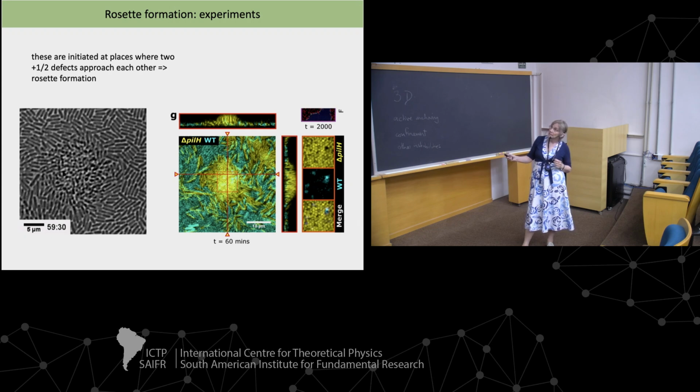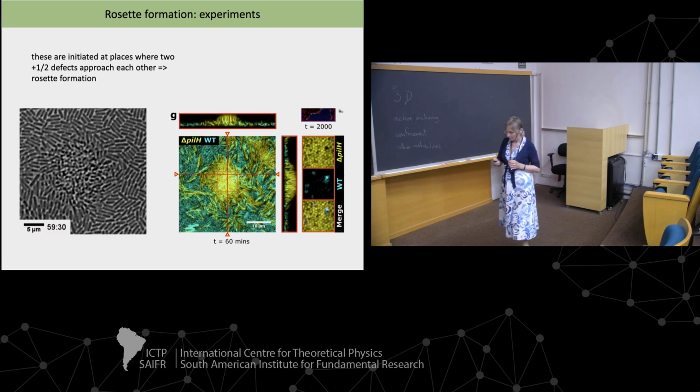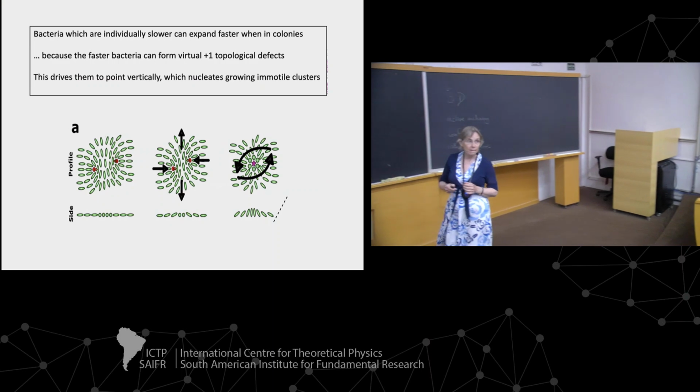This is what happens if you color the things, and you can see that the stuck bacteria are the yellow ones, the fast ones, and looking side on, here's the layer, and here are the stuck bacteria.